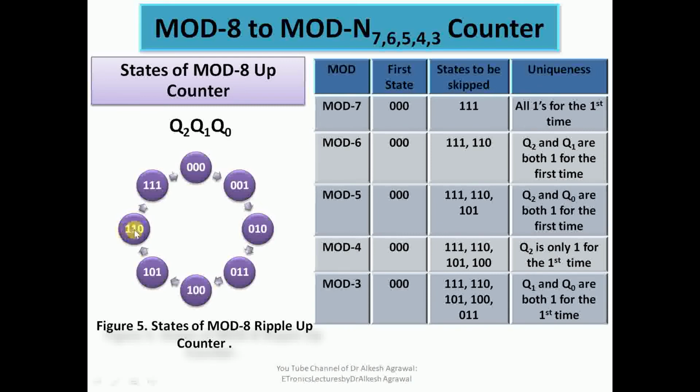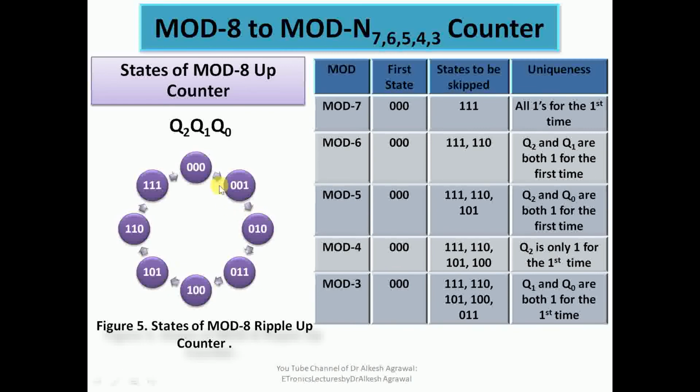So this is the condition that we exploit in mod 5. What happens in mod 5? Our counter will start from this state 000. It will go to this, so this is 1 2 3 4 5, and from 100 it will directly go to 000. So we exploit the bit conditions of 101. Here you can see what is unique is q0 and q2 are both 1 for the first time. So we use a NAND gate connecting q0 and q2.